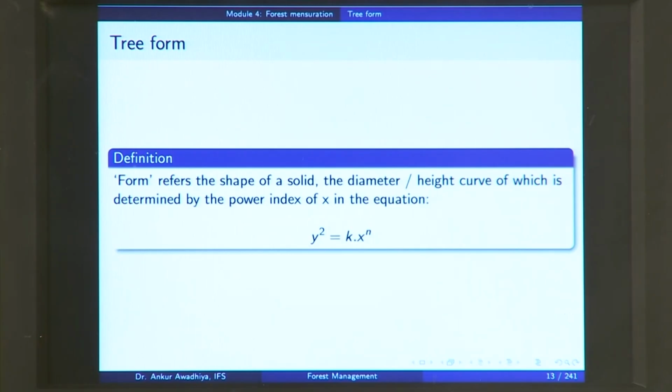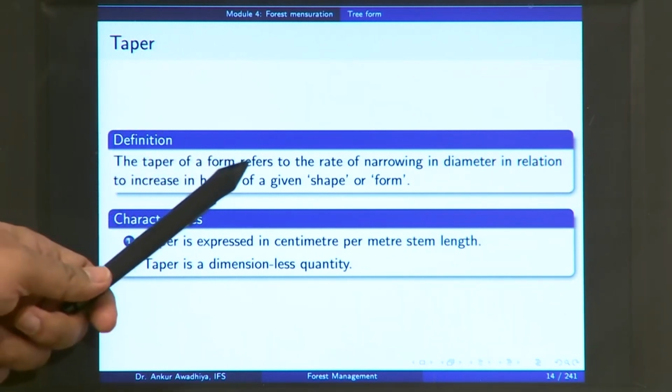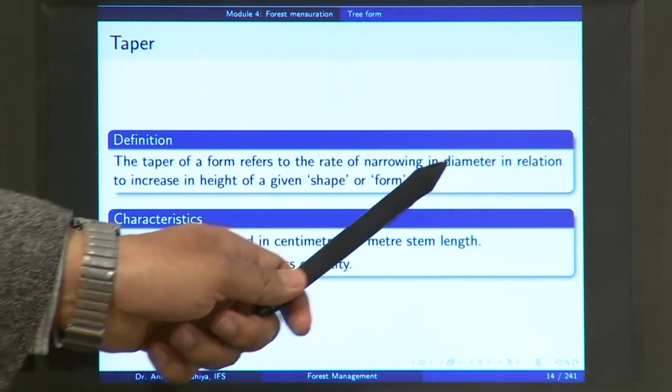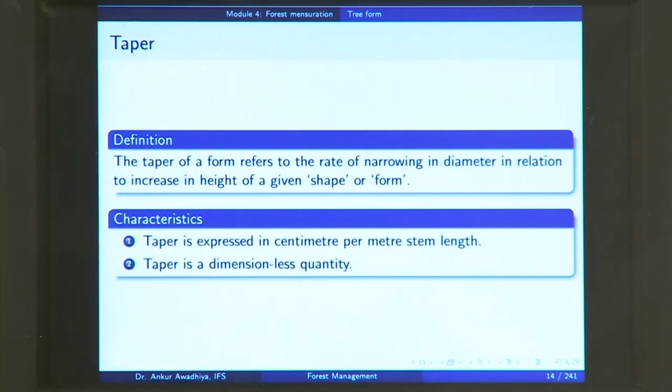Now, we also saw that the diameter of the tree reduces as we go up. This reduction in diameter is known as taper. Taper of a form refers to the rate of narrowing in diameter in relation to increase in height of a given shape or form. So, for any shape or form, the change in diameter divided by the change in the height is referred to as the taper. It is expressed in centimeters per meter of stem length and it is a dimensionless quantity.